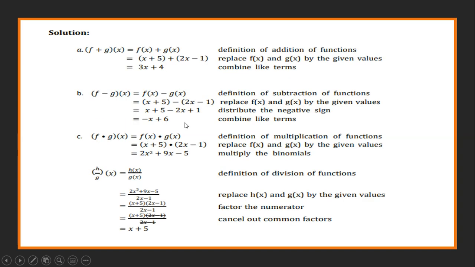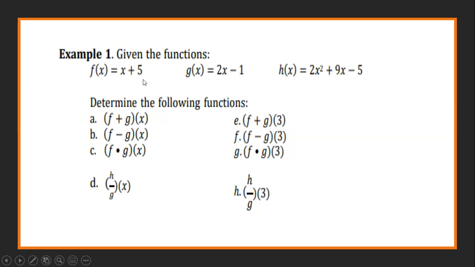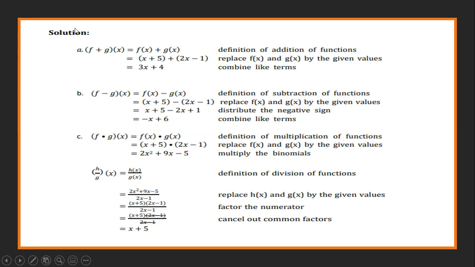So, nandiyan naman sa module niyo, susundan lang natin yung f of x plus g of x. So, ang f of x natin is x plus 5, ang g of x is 2x minus 1. So, i-substitute lang. X plus 5 plus 2x minus 1. Replace niyo lang. Then, combine similar terms or like terms. So, 3x, then positive 5 and minus 1, that's positive 4. Same thing you'll do here.